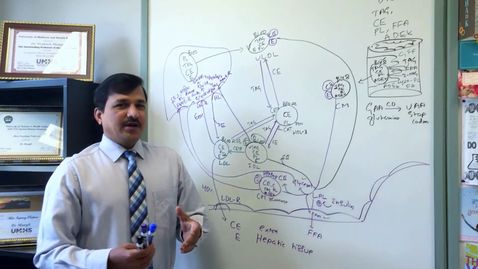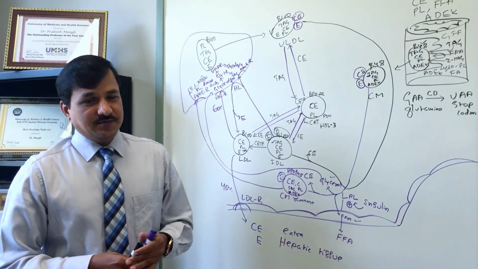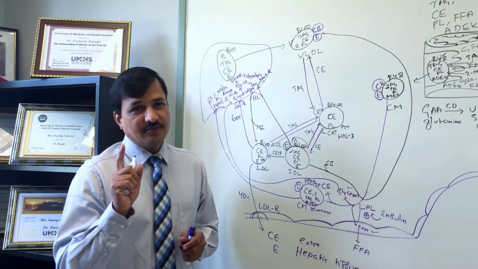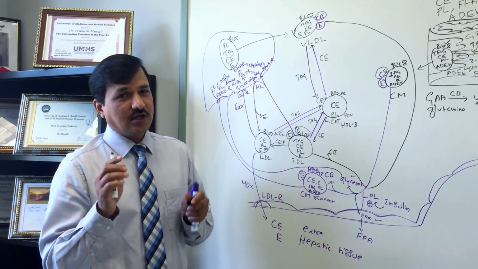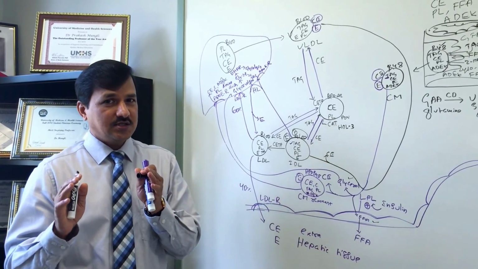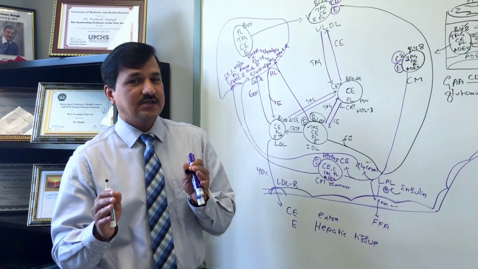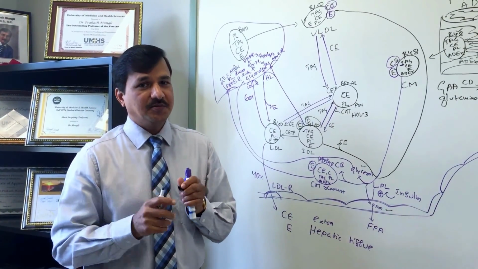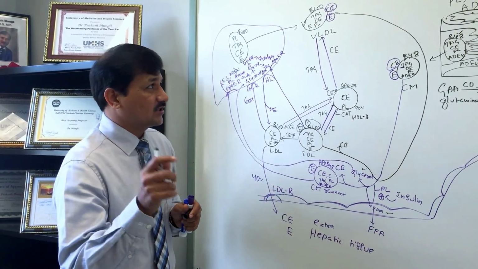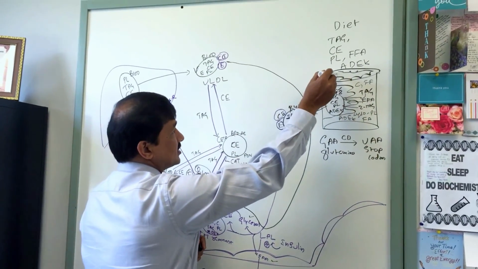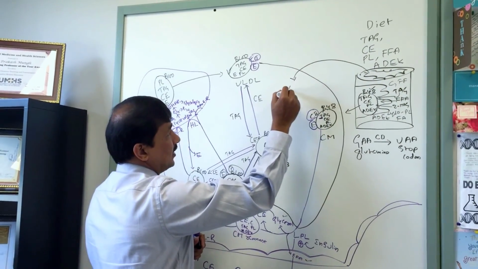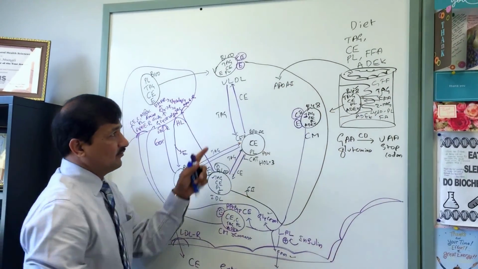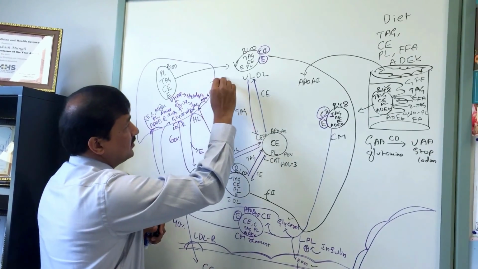All right, let me explain now on HDL metabolism. The synthesis of HDL will be from the intestine and the liver. The hepatocytes and the intestinal epithelial cells have the ability to synthesize ApoA1, that is apolipoprotein A1, which is the major apolipoprotein present in HDL. So I'm going to write ApoA1 here, a major apolipoprotein coming from the intestine, and it will also come from hepatocytes.